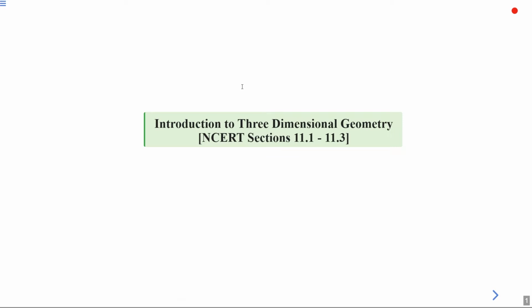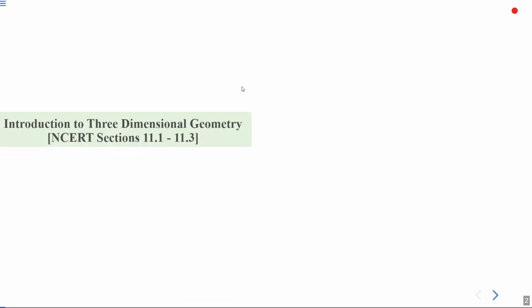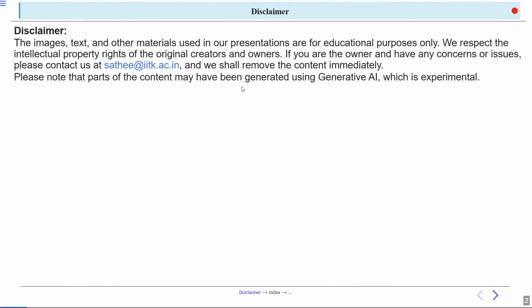Hello students, welcome to this lecture on Introduction to Three-Dimensional Geometry. In this lecture, we will cover NCERT sections 11.1 to 11.3. So let's get started. This is a disclaimer.